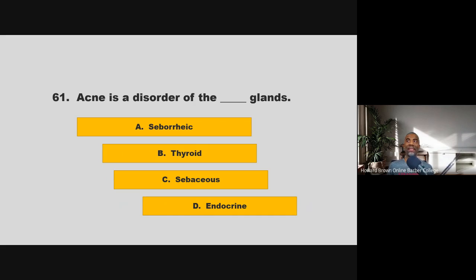Acne is a disorder of the blank glands. Is it seborrheic, thyroid, sebaceous, endocrine? If you chose C, sebaceous, you are correct.